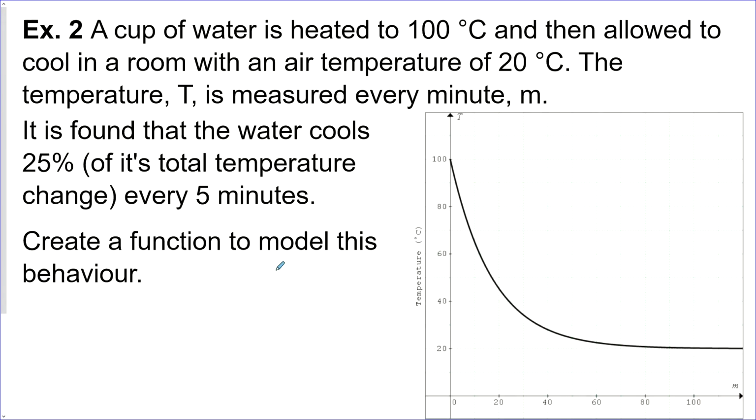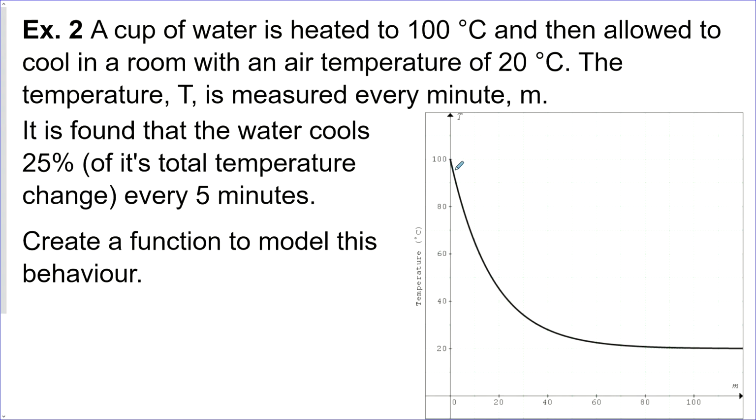A cup of water is heated to 100 degrees Celsius and then allowed to cool in a room with an ambient air temperature of 20 degrees Celsius. The temperature T is measured every minute, and it's found that the water cools 25% every 5 minutes, not 25% of its total temperature, but 25% of its total temperature change.